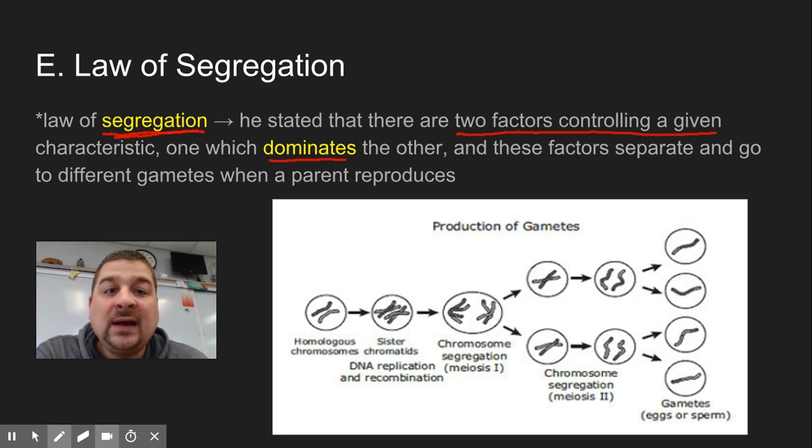And they had 2 factors, we now know that these are genes. They had two genes, or factors or alleles controlling that trait. And when they produce gametes, the ovules and the pollen, which would be sperm and eggs in animals, but in plants, it's pollen and ovules.